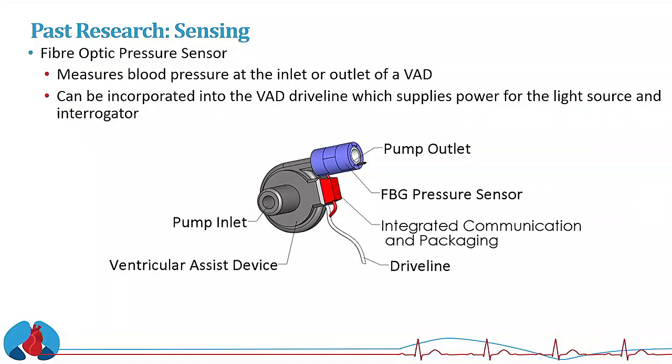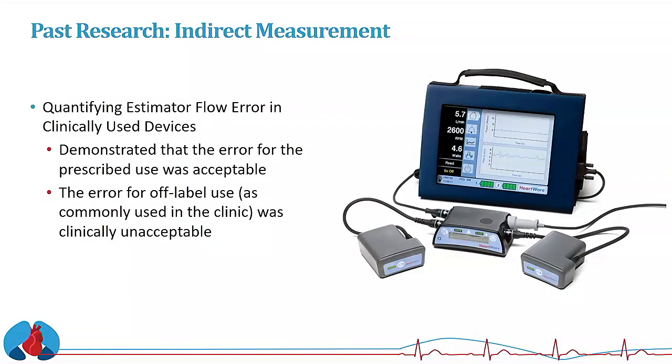So we've got the sensor here on the pump outlet, which is all fiber optic, and then we've got a fiber optic light source and a conversion unit there, and the fiber optic light source is powered by the VAD driveline. So pretty nice little device. And then in addition to that, not only have I done direct measurement, but I've also looked at indirect measurement.